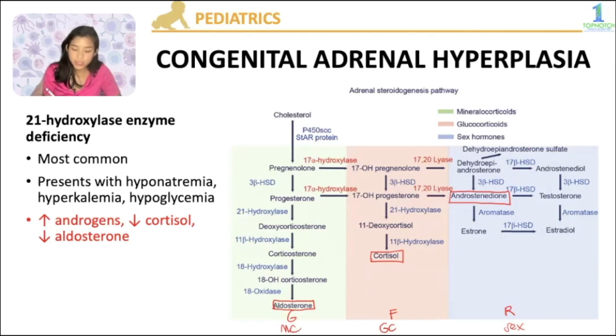Okay? Now, in 21-hydroxylase enzyme deficiency, which is the most common of the 3 causes of CAH, what happens is we are blocking this step, okay? We are blocking this step. So therefore, progesterone cannot be converted into deoxycorticosteroid, and the further steps to produce aldosterone and cortisol are blocked.